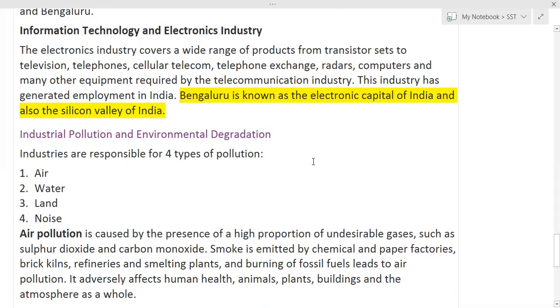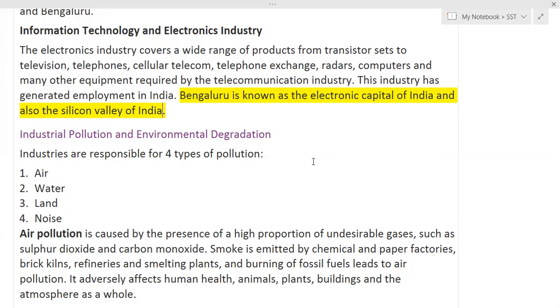Okay, so remember this. This was asked in board examination. Which city is known as the Silicon Valley of India? What you will write is Bangalore is known as the Silicon Valley of India.